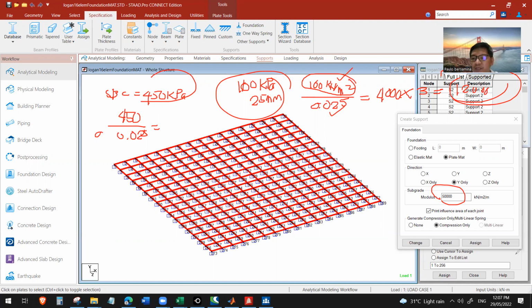Kaya ako ni-round up into 50,000. Okay? Yeah. Take note, this is 4 meters, no? 4 meter mat foundation, so medyo malaki-laki yan, no?